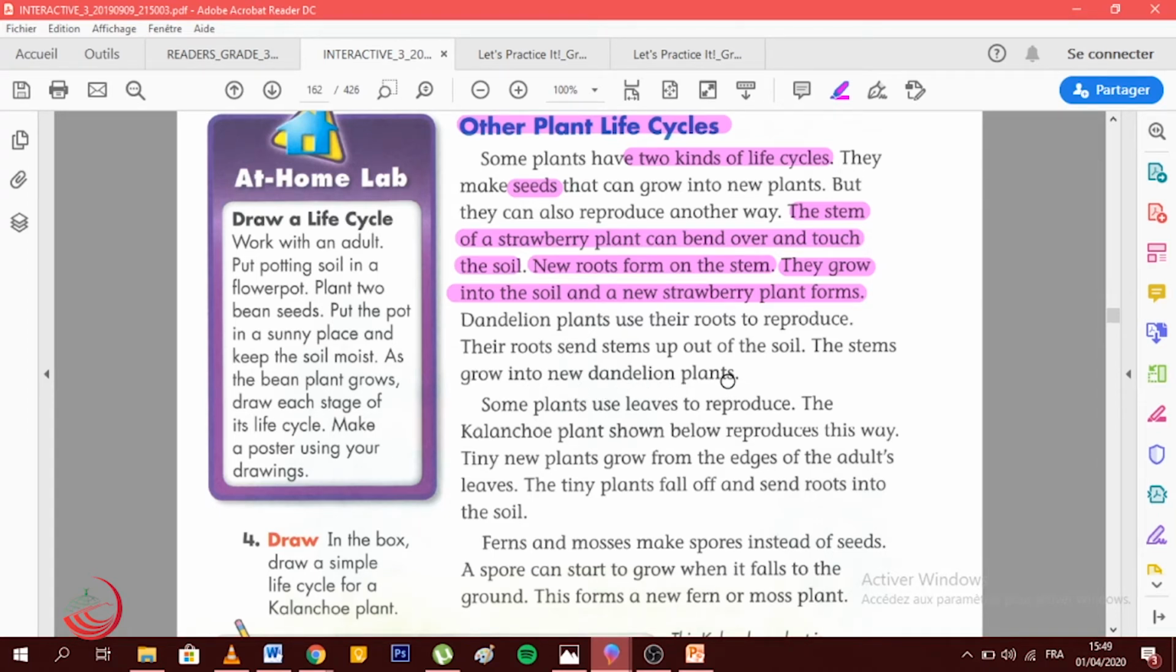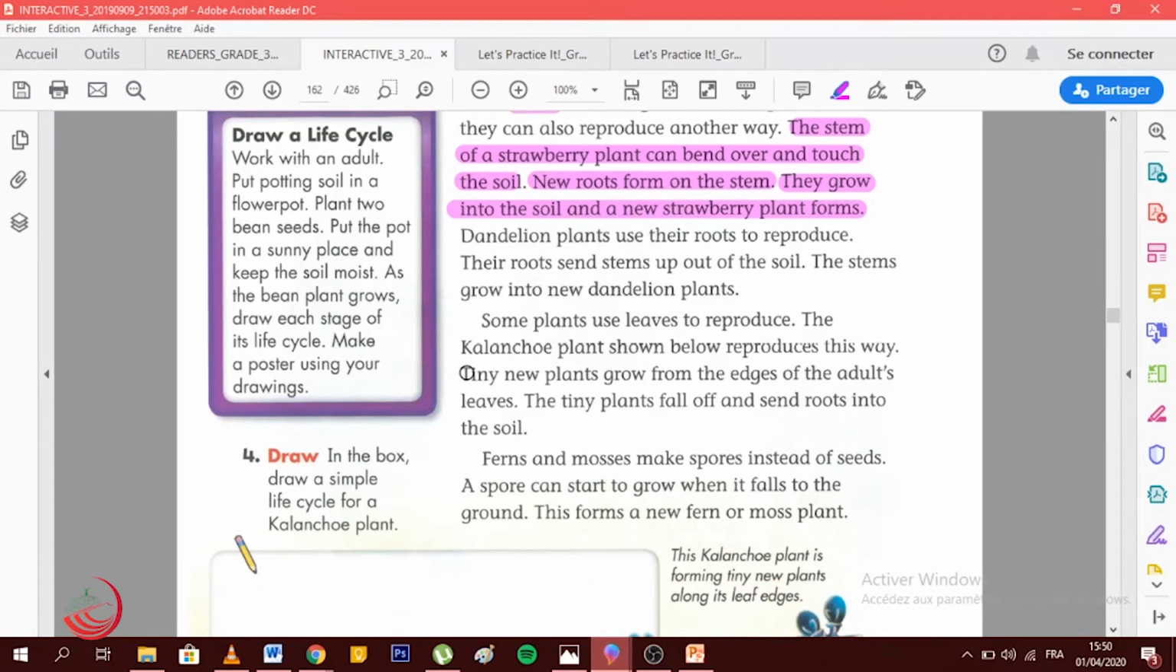So again, the dandelion plants, they can reproduce through seeds, but they can also reproduce through roots. And as we already have seen, dandelion seeds have parachutes and they can fly away and fall on the ground and reproduce through the seeds. But the dandelion plant can also reproduce and grow a new plant through the roots.